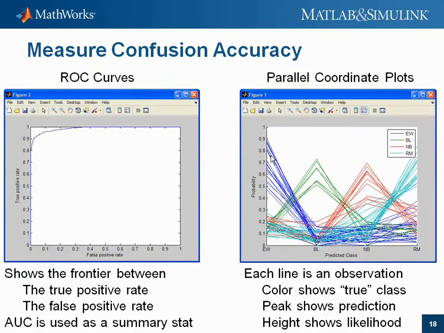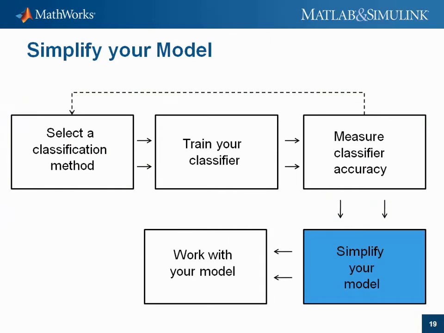In this example, the blue line represents EW tumors. As you can see, each of the blue lines has a peak in the EW bin, indicating that this classifier is doing a very good job predicting this type of tumor. Of course, if you prefer, you can use MATLAB scripting capabilities to develop your own custom analytic routines or your own custom metric. In some cases, you might not be able to produce a sufficiently accurate classifier. In this case, you might have to loop back to the algorithm selection process and try a more powerful method.